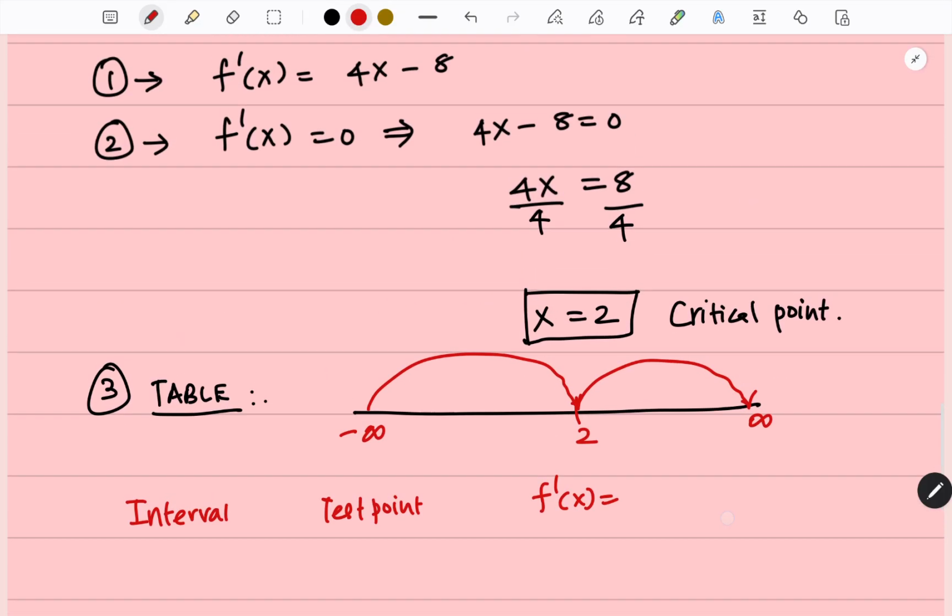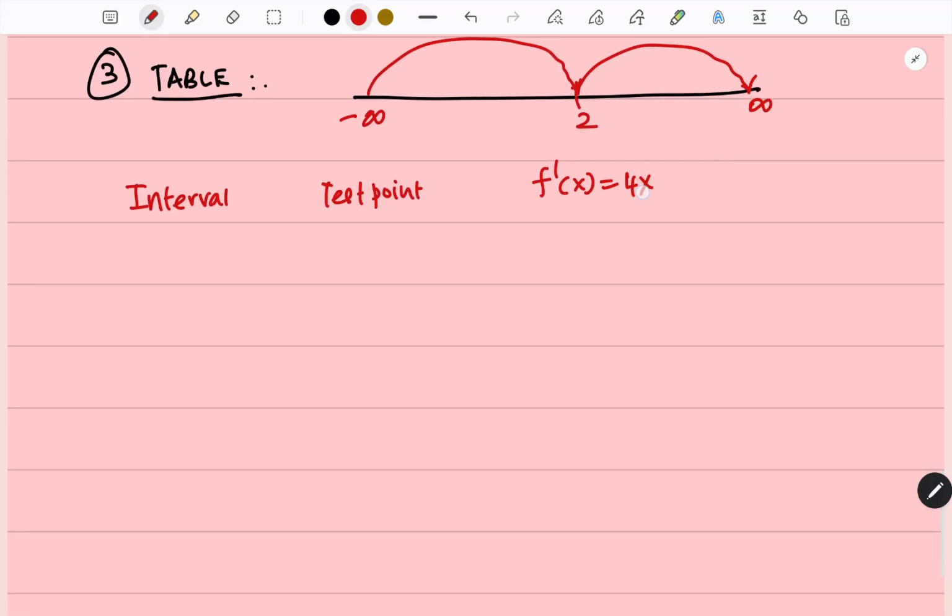And f dash of x, let me write, what's your f dash of x? 4x minus 8. Then you're going to get sign. I'll write sign, and then I will write behavior. There is no space. Okay, wait a minute. Behavior. Okay, right. So intervals are minus infinity comma 2 from here to here, and 2 comma infinity. Only 2 intervals. Okay, right.